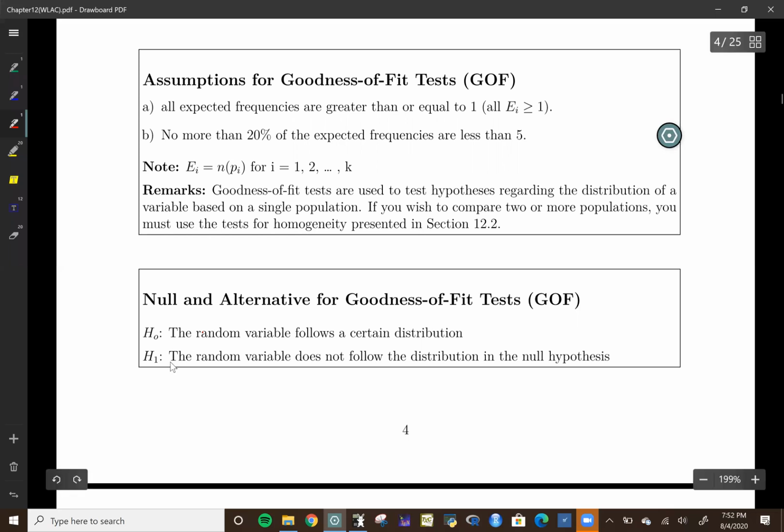My alternate hypothesis is stating that it does not follow the distribution in the null hypothesis. So the alternate hypothesis is stating that my observed value and my expected value have too much of a difference between the two of them, and we should say that it doesn't follow the distribution. So the null hypothesis is that it follows a certain distribution. The alternate hypothesis is that it does not follow a certain distribution. All right, everybody good for the null and alternate hypothesis?